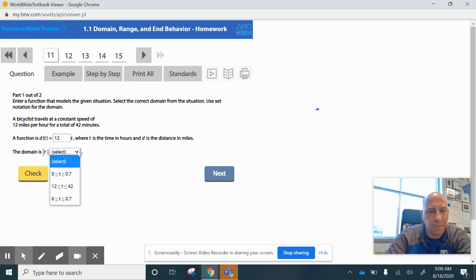Now domain is a bicycle travels at a constant speed of 12 miles per hour for a total of 42 minutes. So the least amount of time is 0. The most would be 42. But I find that I may be reading that incorrectly. Okay. So give me a second to reevaluate what I'm saying.